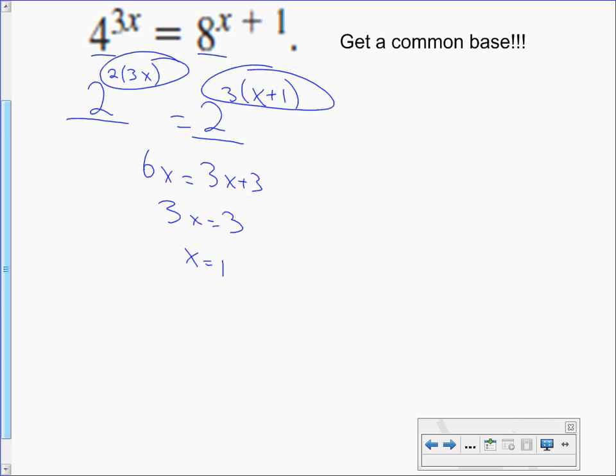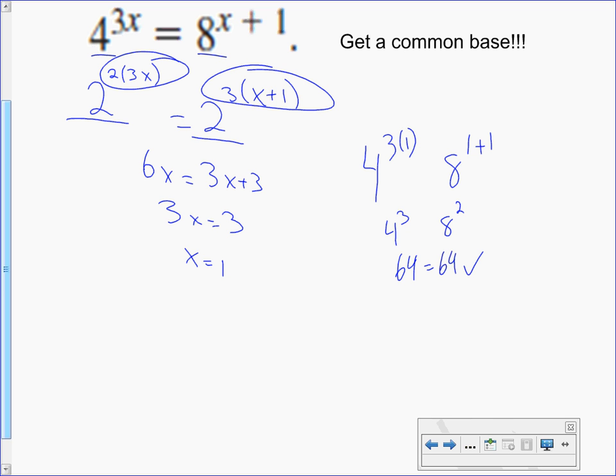So what happens here then is that you're solving your answer. Once you get your answers for x, the next little thing is to always quickly double check and make sure it did work. Sometimes you'll get extraneous solutions, you have to check for them. So it's 4 to the 3 times 1, and then 8 to the 1 plus 1. So 4 cubed and 8 squared, and 64 equals 64. So it works.